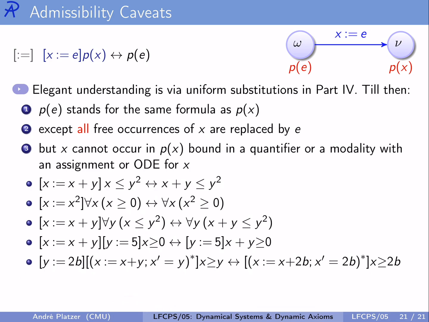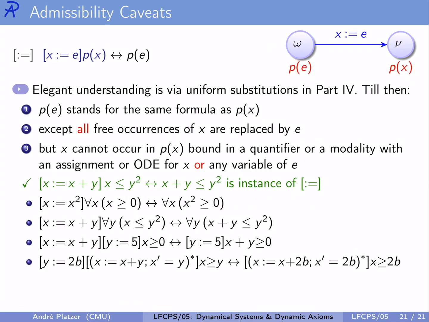But the same is also true, not just that the variable X cannot be bound by a quantifier or modality, but also no variable in the replacement E can be occurring in a position where it's bound by a quantifier or modality. In all of those circumstances, we have changed the value that we were referring to. For example, the first equivalence is an instance of the assignment axiom, because what happens is we replace uniformly all occurrences of X with the new value X plus Y.